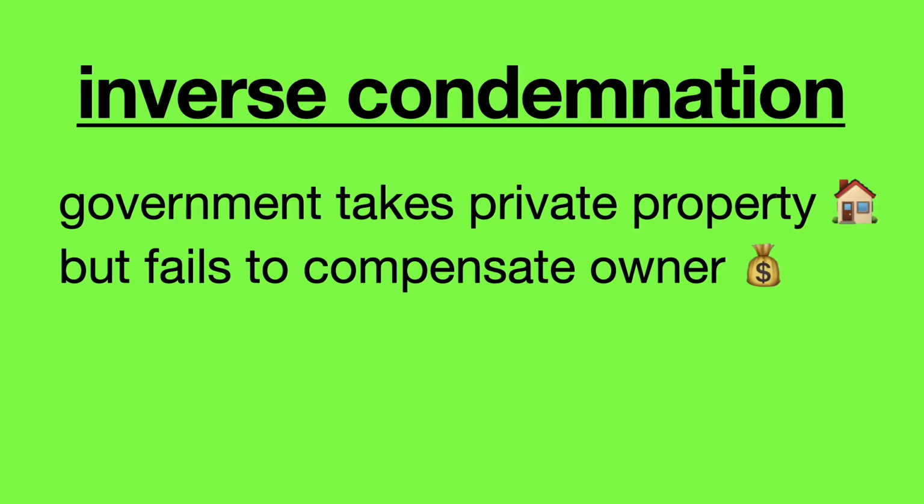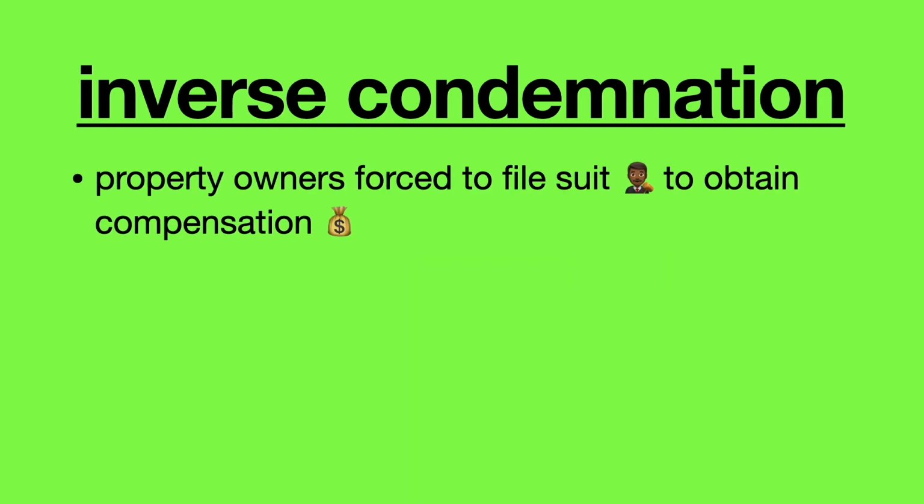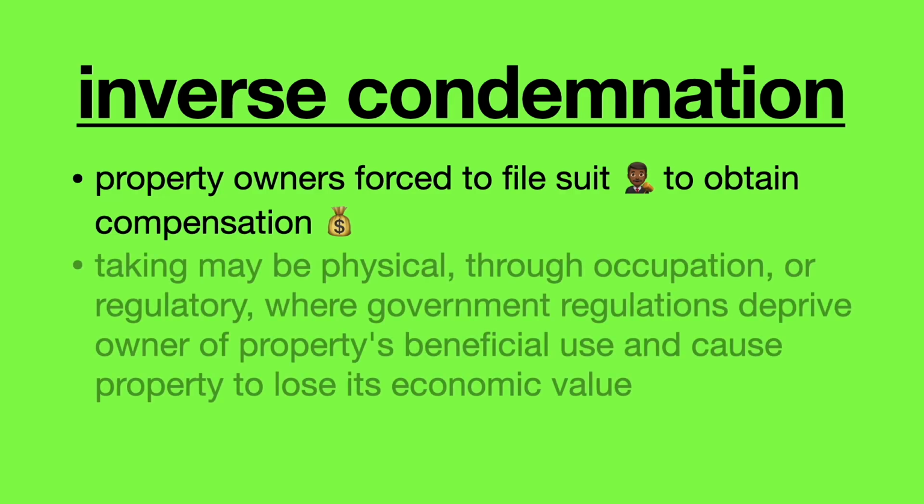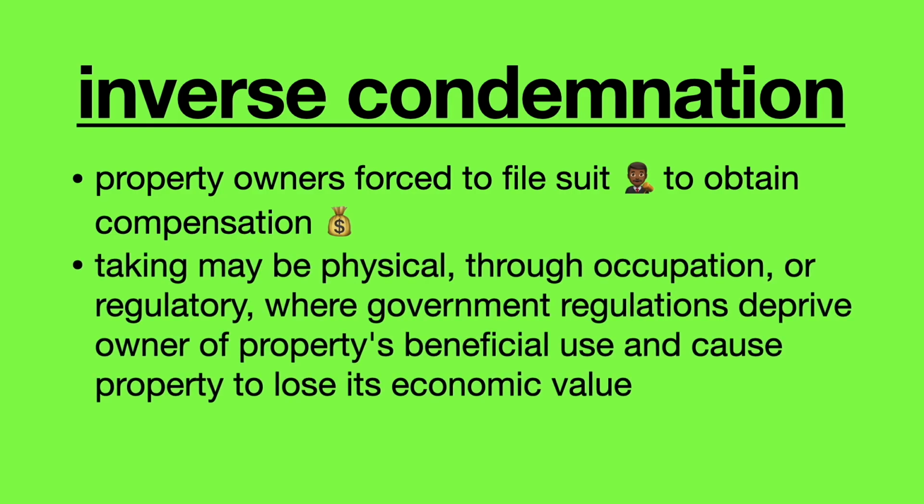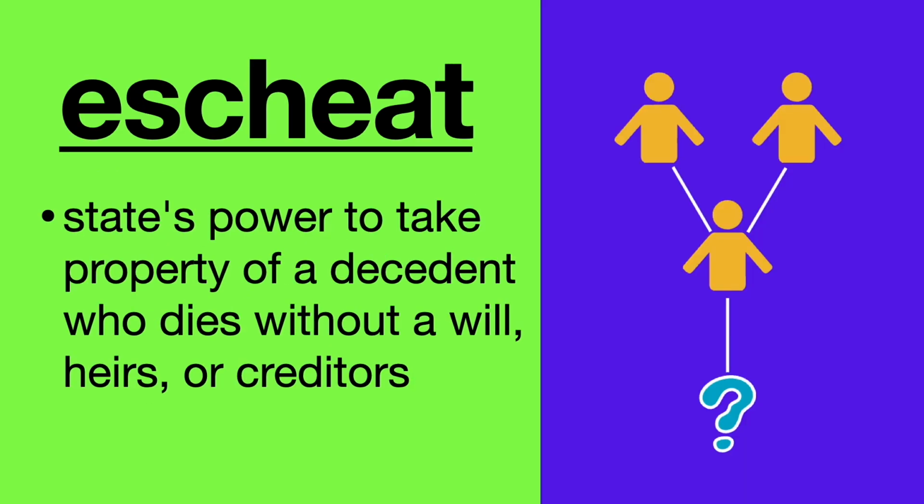Inverse condemnation. The government takes private property but fails to compensate the owner. Property owners are forced to file suit to obtain compensation. The taking may be physical, through occupation, or regulatory, where government regulations deprive the owner of the property's beneficial use and cause the property to lose its economic value. Escheat. The state's power to take the property of a decedent who dies without a will, heirs, or creditors.